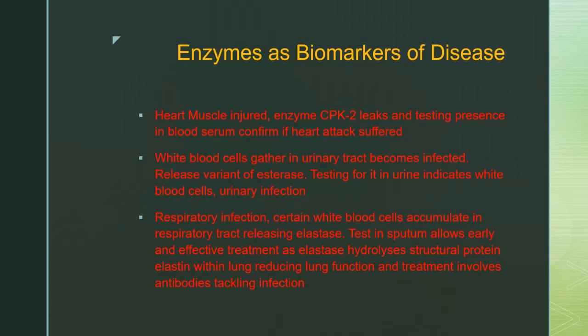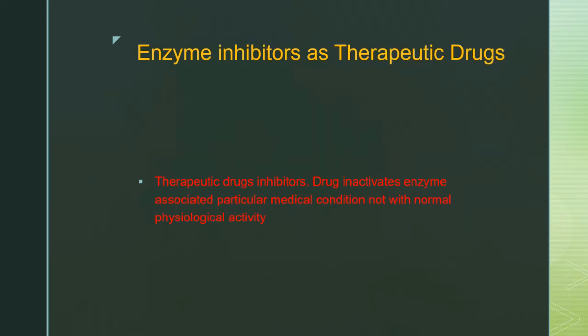For a respiratory infection, certain white blood cells will accumulate in the respiratory tract, releasing elastase. Don't get it messed up with esterase, but elastase. If you test this in your sputum, it allows for early and effective treatment, as elastase will hydrolyze the structural protein elastin within the lung, and this will reduce your lung function. Treatment involves antibiotics tackling this infection.